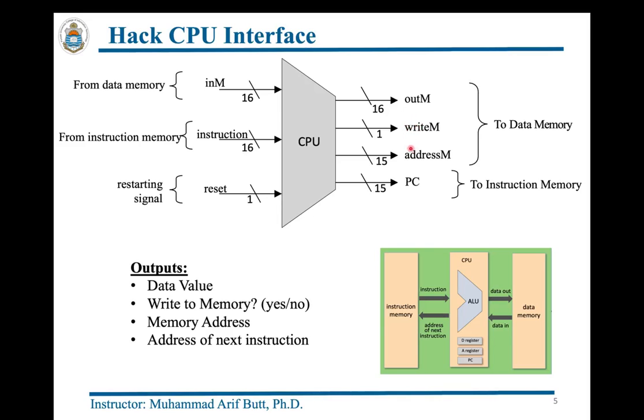In addition to these three outputs, there is an extremely important 15-bit output named PC, program counter, and this output is the address of the next instruction that has to be fetched and executed in the next cycle of this computer.